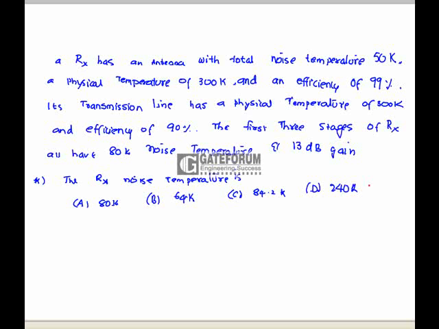It has an antenna with a total noise temperature of 50 K and the physical temperature of 300 Kelvin and an efficiency of 99%. Its transmission line has a physical temperature of 300 Kelvin and efficiency of 90%. The first three stages of the receiver all have 80 K noise temperature and 13 dB gain. The receiver noise temperature is nothing but 80 plus 80 divided by 20 plus 80 divided by 20 square, which is equal to 84.2 Kelvin.